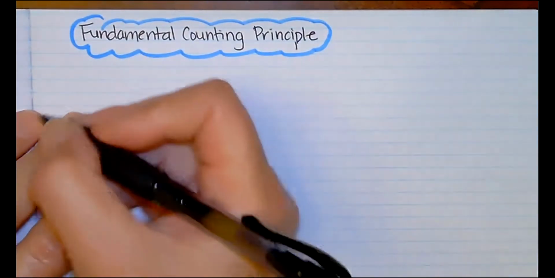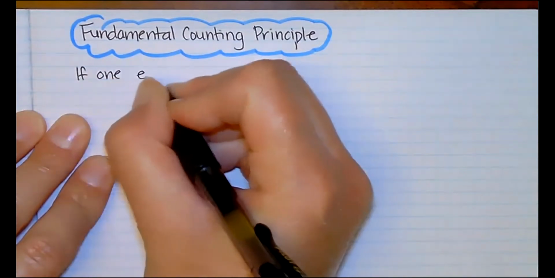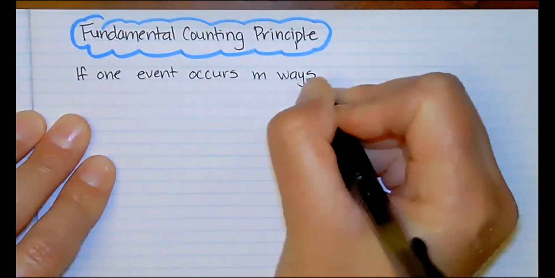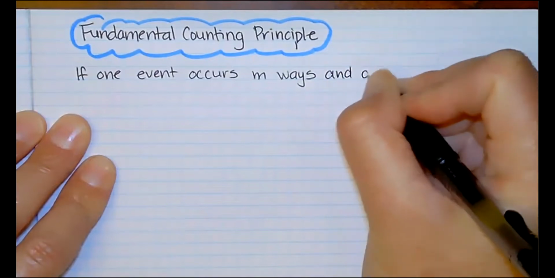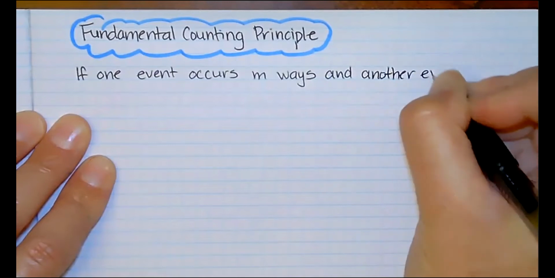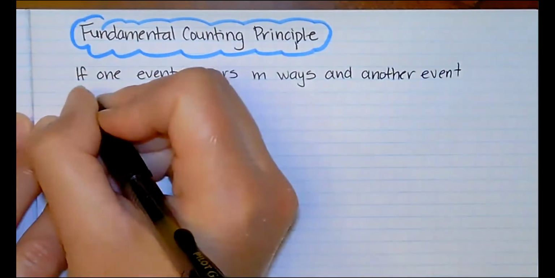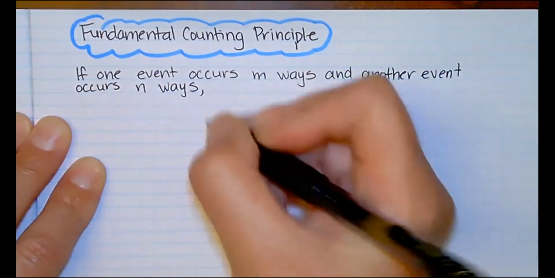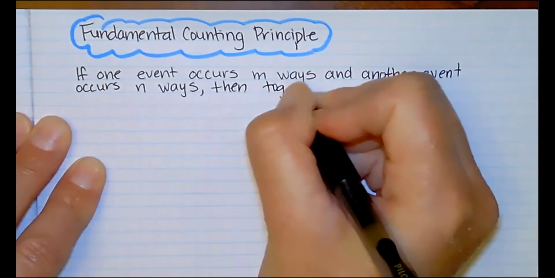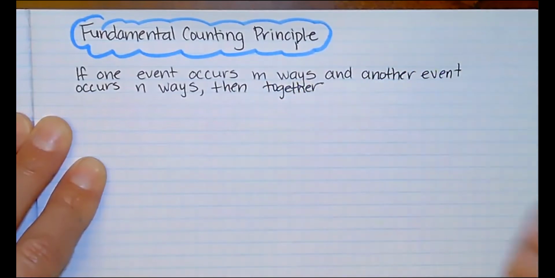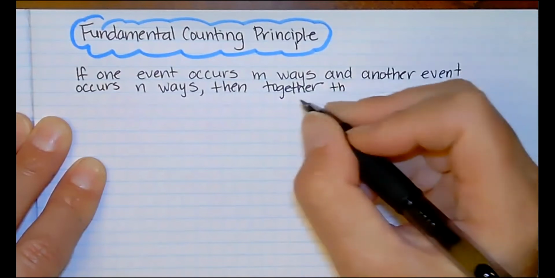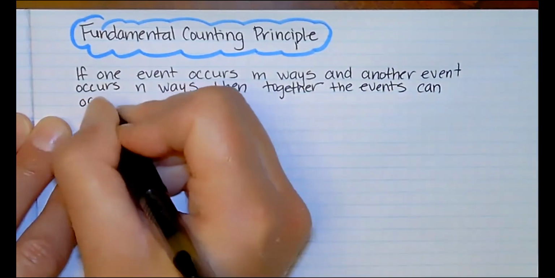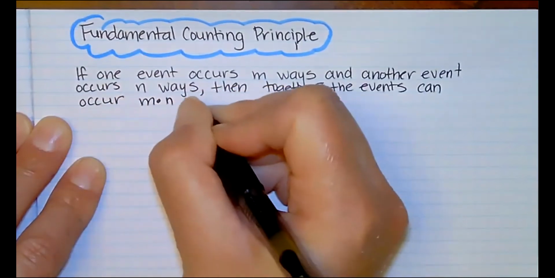And so the fundamental counting principle states the following: if one event occurs m ways and another event occurs n ways, then together the events can occur m times n ways.